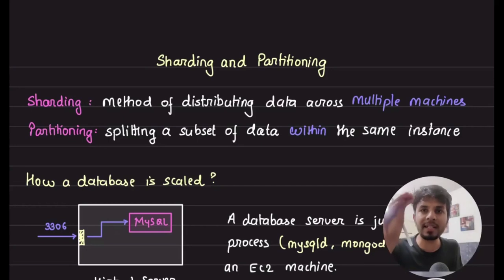So typically partition is about data, shard is about database. When you have multiple databases, it's sharding. Otherwise, when you are splitting the data, it's partitioning.